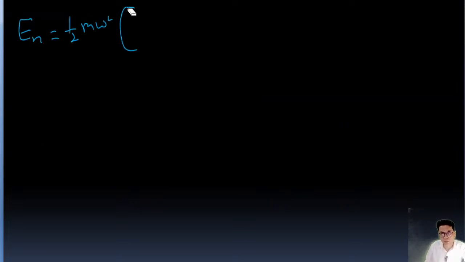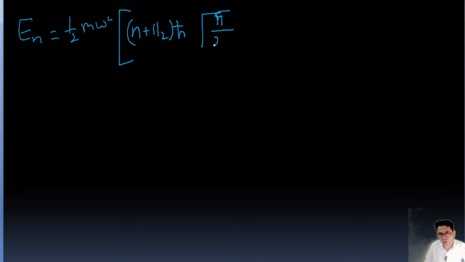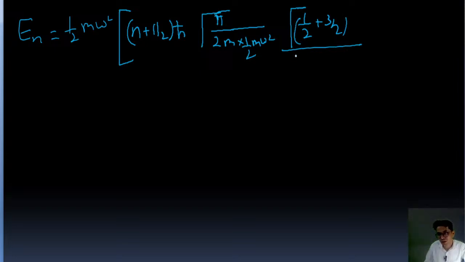This is going to be n plus half h cut root pi upon 2mc. C value is half m omega square, right? Into gamma 1 upon m means 1 upon 2 plus 3 by 2 upon gamma 1 upon m means 1 upon 2 plus 1.